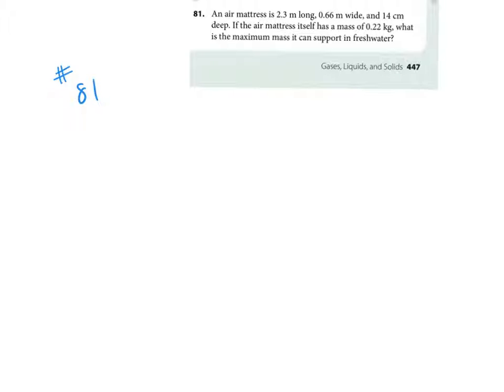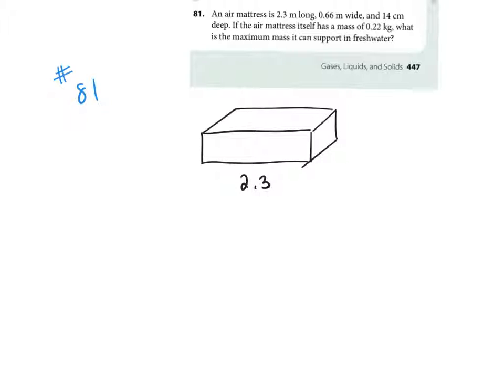Yeah? 81 on 12.2. What is it? 81. Okay, let's take a look at 81. We're thinking of an air mattress right now. It's floating on water. You've all slept at some point, like at an air mattress at a friend's house or something like that. Maybe, maybe not. I'm seeing now, yes. Okay. It's an inflatable thing. So we assume the air mattress has a certain size or capacity to it. So here's what I'm visualizing. Okay, that's what I'm visualizing. And I'm told that it's 2.3 meters long, it's 0.66 meters high, and 14 centimeters deep.